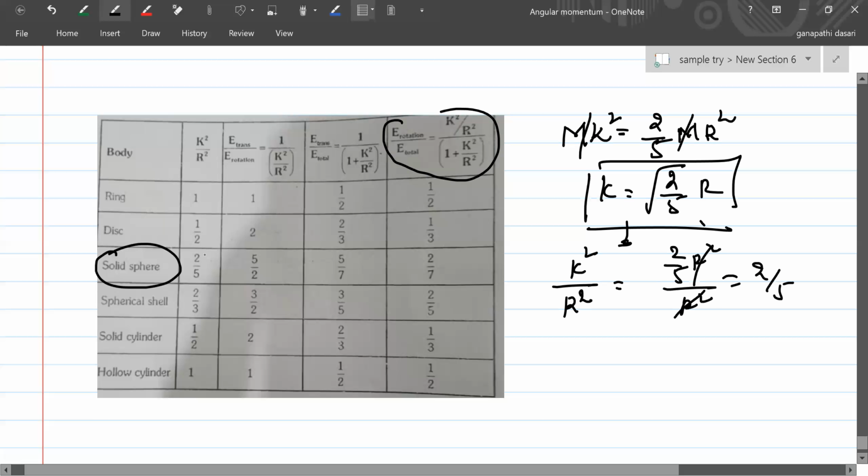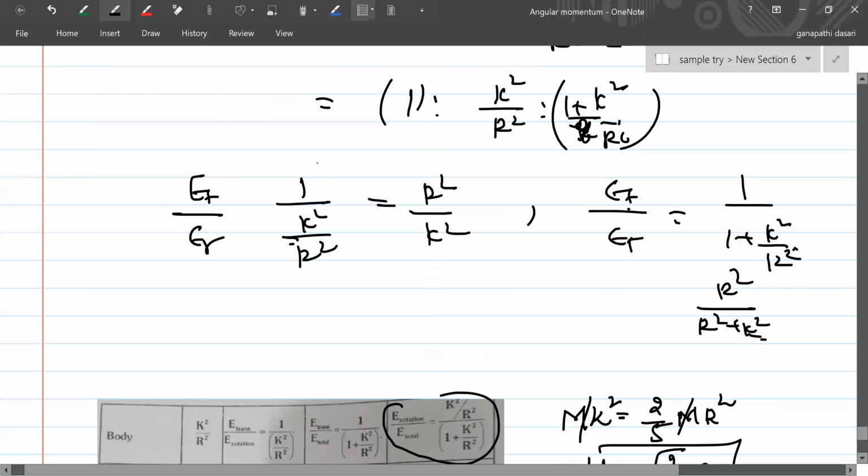5 by 2, by 5 plus 2, that is 2 by 7. Translational by rotational is what? 1 by k square by r square. That we have already discussed just above. Rotational is 1 by k square by r square, that is r square by k square.